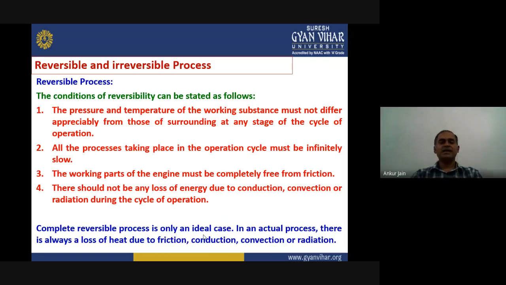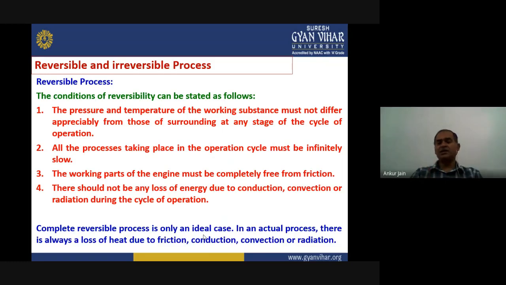The second point is all the processes in the operation cycle should be extremely slow. The rate of reaction or the rate of process should be very slow, and that's why we call it infinitesimal, or the process should be quasi-static. Quasi-static means the process looks static, but in actuality it is not static. Every time there are some changes taking place.